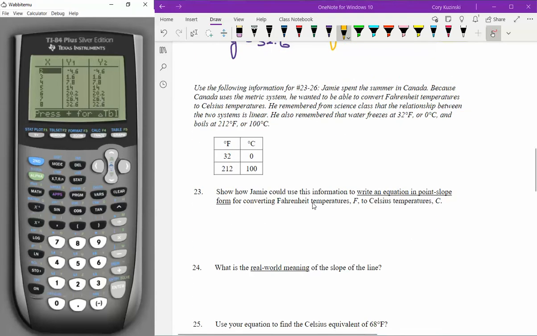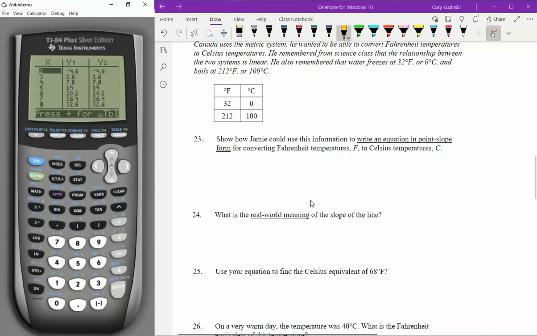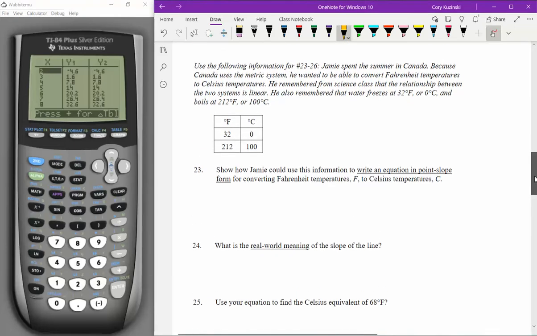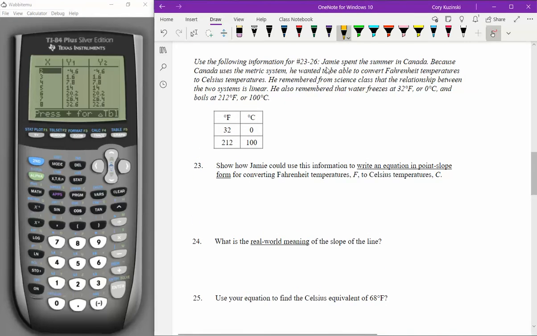All right, so now we're going to model some situations using equations here. Use the following information. Jamie spent the summer in Canada. Because Canada uses the metric system, he wanted to be able to convert Fahrenheit temperatures to Celsius. So he remembered these relationships, that 32 degrees Fahrenheit is 0 degrees Celsius, and that 212 degrees Fahrenheit is 100 degrees Celsius. Show how he could use this information to write an equation in point-slope form.